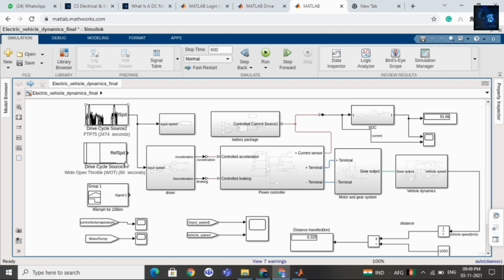Let me explain about the second source. In this second source, the acceleration will be at the beginning for a few seconds, and for the third source the acceleration will be constant. Here you can see the speed will be a constant 45 kilometers per hour for 100 kilometers. Let me run this model and I will also share with you the input speed waveform.